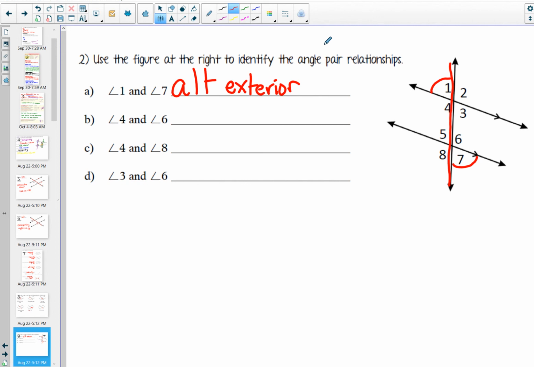Okay, angles 4 and 6. Engage your brain and write it down. Alternate interior. Want to walk through why? Let's look at 4 and 6. Here's my transversal in red. Are they on the same side of that transversal? No, they're flip-flopping, so they're alternate. And now if we look at our parallel lines, if I cover them up, aren't I on the inside of both of them with my 4 and my 6? They're inside, in between those parallel lines. So we have alternate interior.